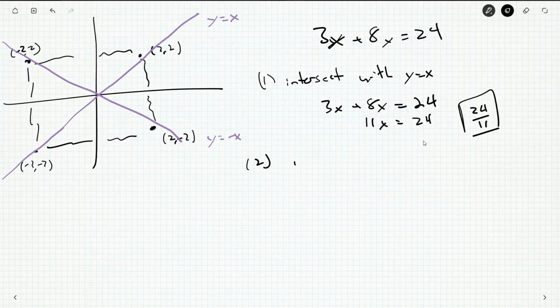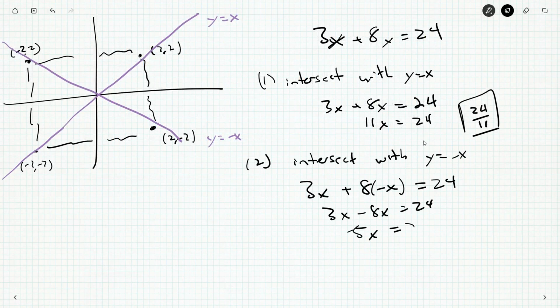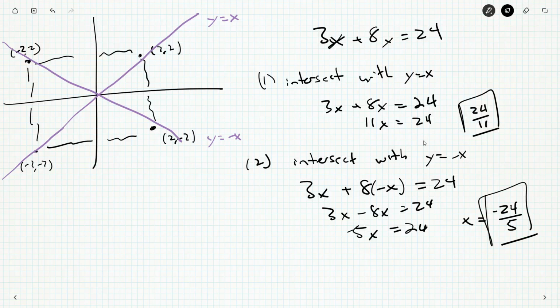So our other possibility is to intersect with y equals negative x. And then we get 3x plus 8 times negative x is 24. And that's going to be 3x minus 8x, or negative 5x is 24. x is going to be 24 over negative 5, or I'm probably going to say negative 24 over 5. So that's another possibility. And those are the only two. Okay? So those are the only two possibilities.